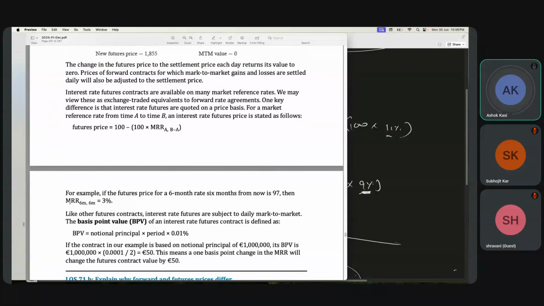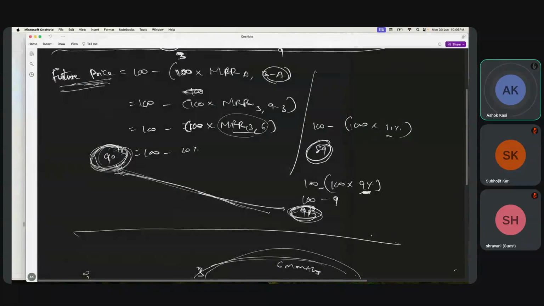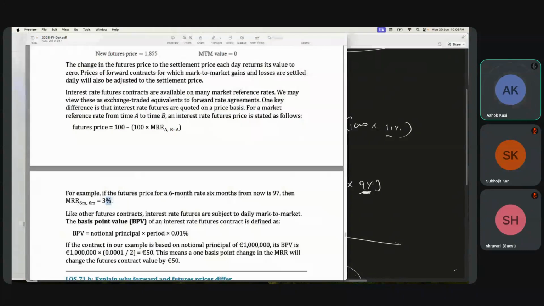See, here they mentioned MRR after 6 months for 6 months is 3 percentage. So this is 3. So 100 into 3 percentage is 3. So 100 minus 3 is what? 97. So here 97.